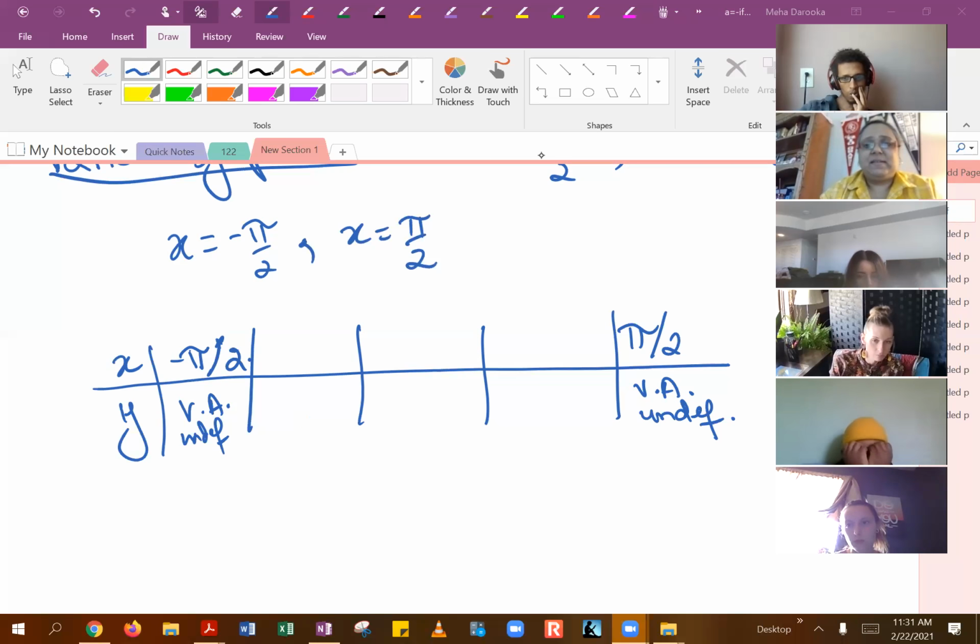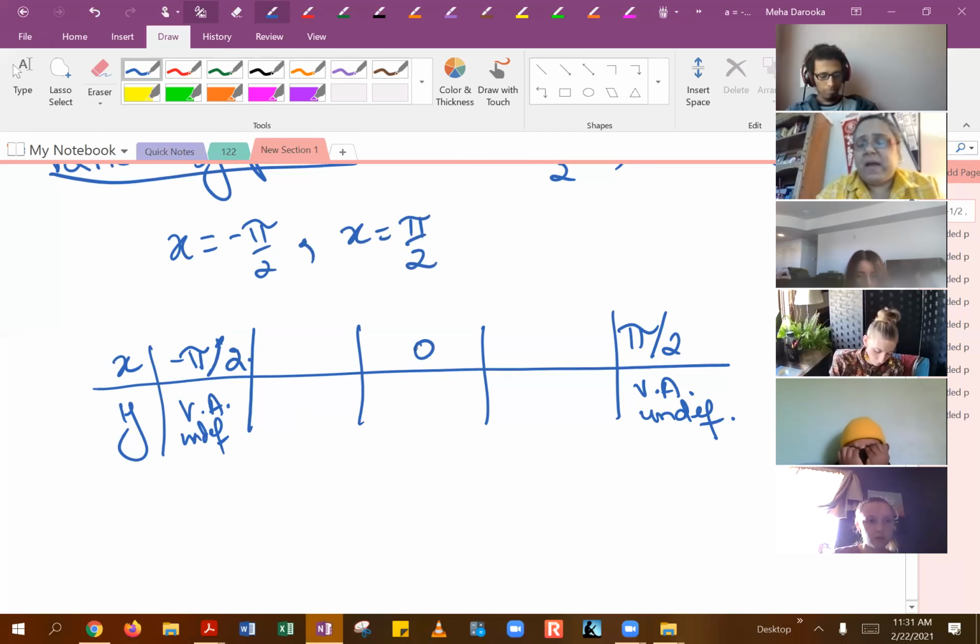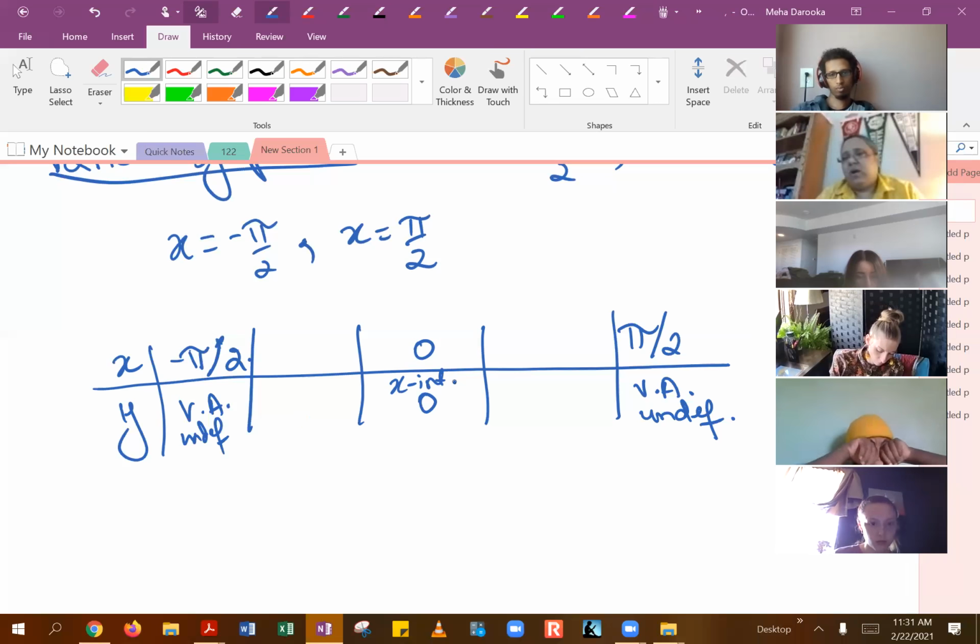Very nice. Yeah, Alicia, very good. So halfway between negative and positive pi/2 is going to be 0, which means your y value is also going to be 0, because that's where we have our x-intercept. So can you tell me what is halfway between 0 and pi/2, and 0 and negative pi/2?